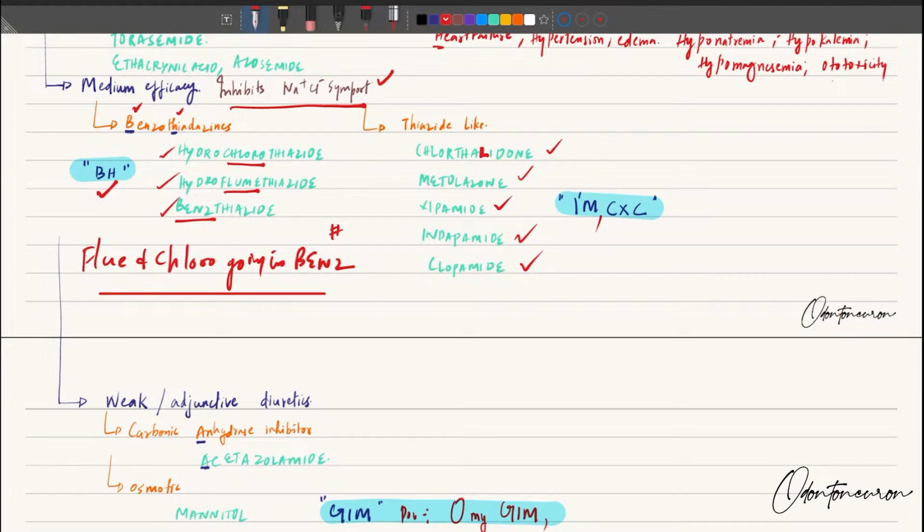Flumi is hydroflumethiazide, chloro is hydrochlorothiazide, and benz is benzthiazide. When you go with thiazide-like drugs, it's quite tough to remember, so the mnemonic is IMCXC. I is indapamide, M is metolazone, C is chlorthalidone, X is xipamide, and C is clopamide.